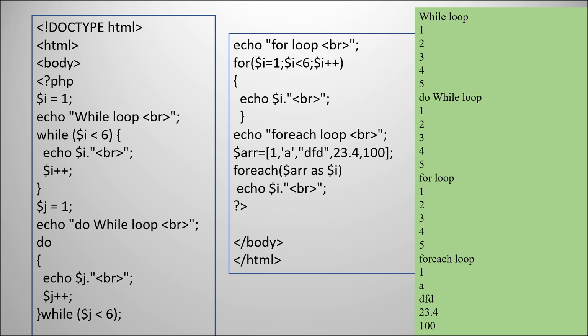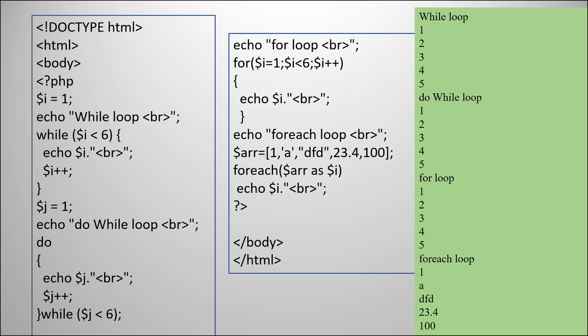So for the example, in all the examples it has to print the values from 1 to 5. In a while loop, we are initializing $i to 1 outside the loop, and then we are going to check the condition, below 5, by using $i less than 6. So till it is less than 6, it has to print the value. So likewise, it has to print 1 to 5.